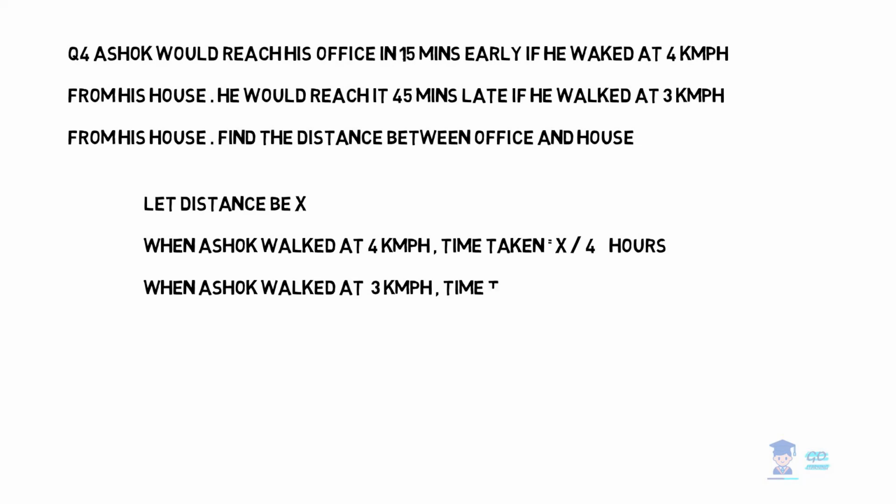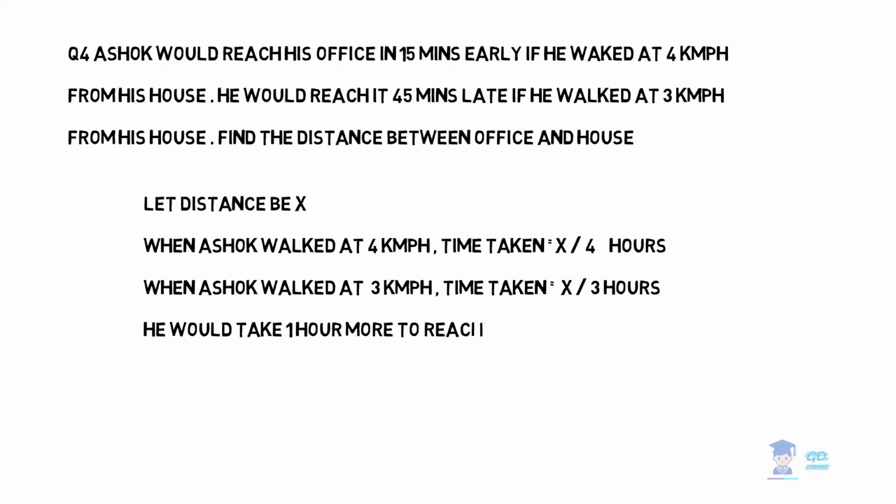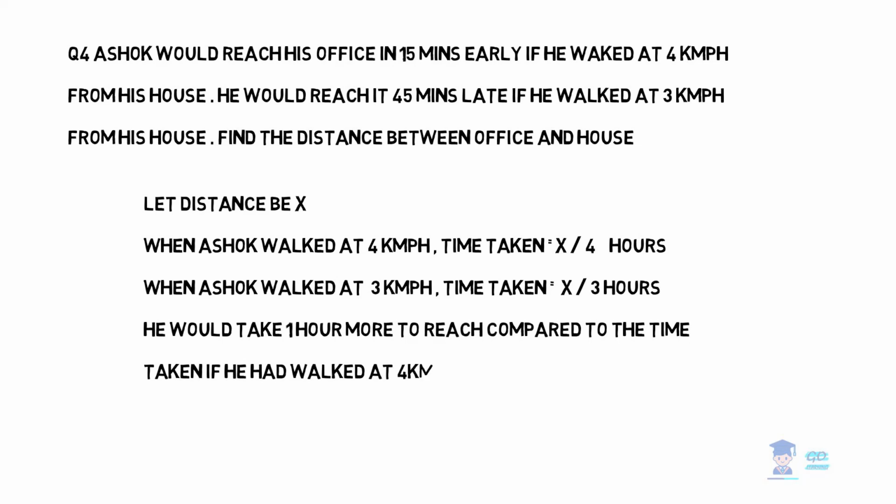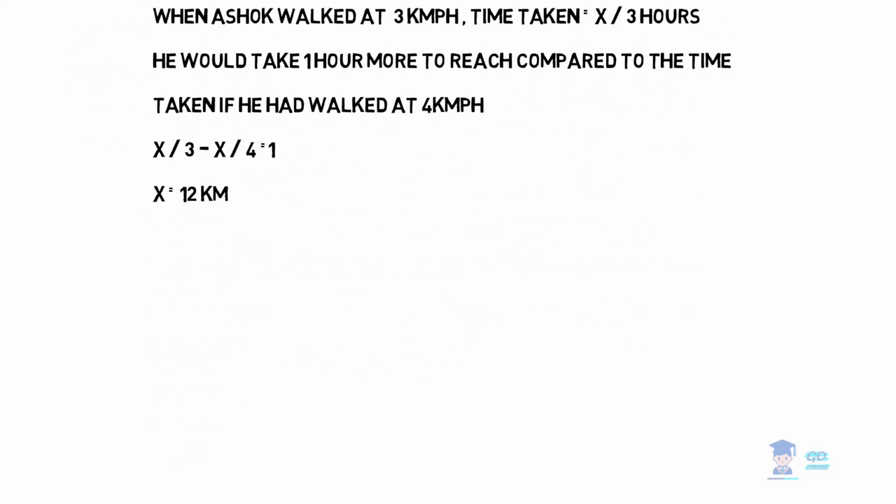What would be the time difference between these two? For the first case he would reach 15 minutes early, for the second case 45 minutes late. Then the difference between them is 15 plus 45, that's 60 minutes or 1 hour. So I can make an equation stating that x by 3 minus x by 4 is equal to 1, and when I simplify that, I get the value of x as 12 kilometers. So the distance between his office and his house is 12 kilometers.